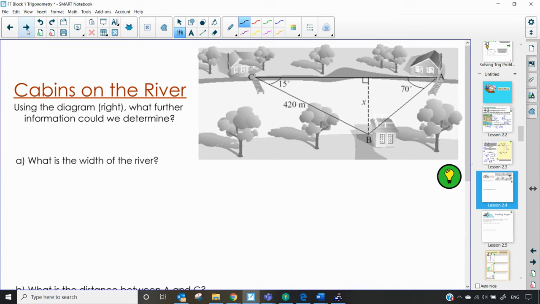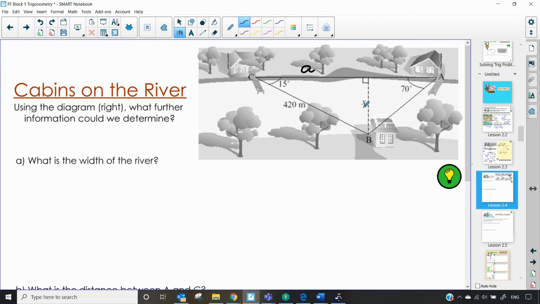All right, another example here. This one is titled Cabins on the River. So we have this diagram, and sometimes when you see the diagram, instead of going straight to the question, just ask yourself, what kinds of information can I find? In this case, there's already an X labeled, so we're probably going to be looking for the width of the river. But using the 15 and the 420, I can find this side length here. I don't know, let's call it Y, or maybe A. I could use the 420 and the 15 to find the X value.